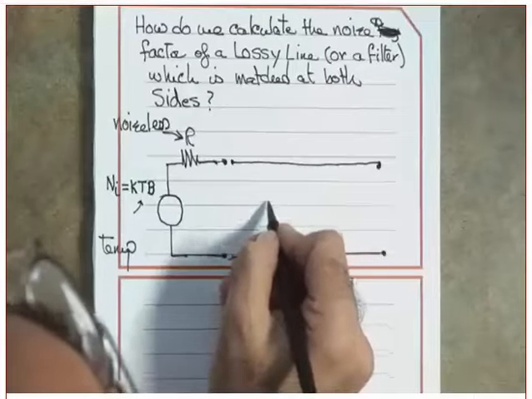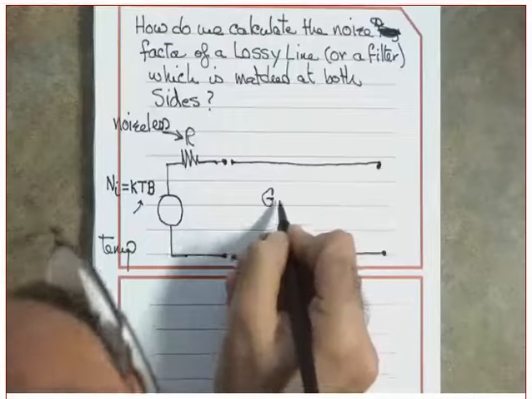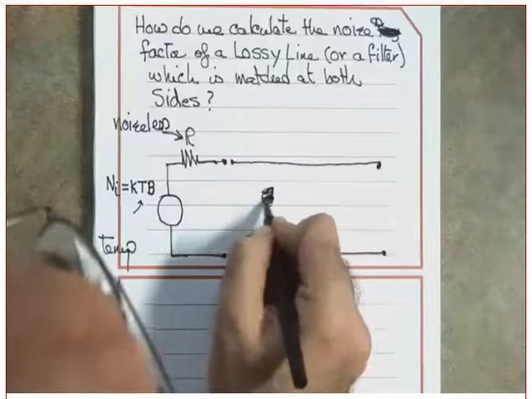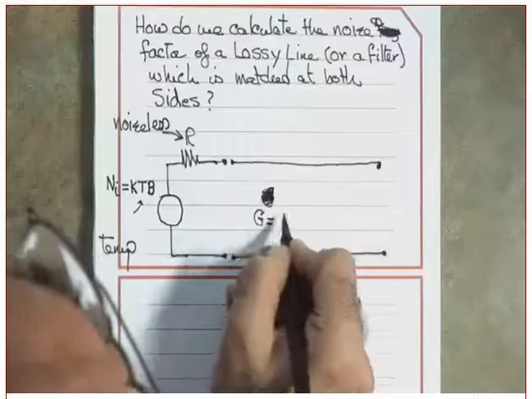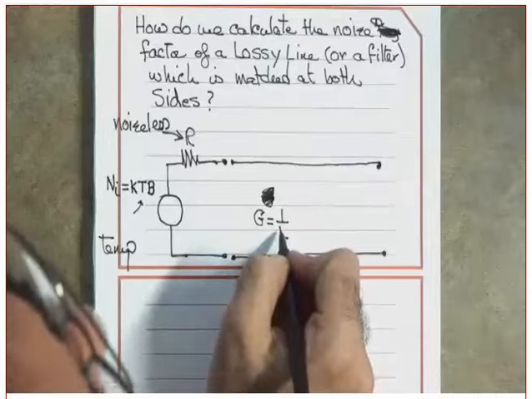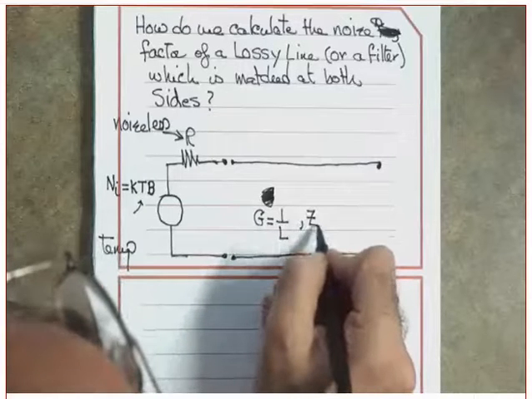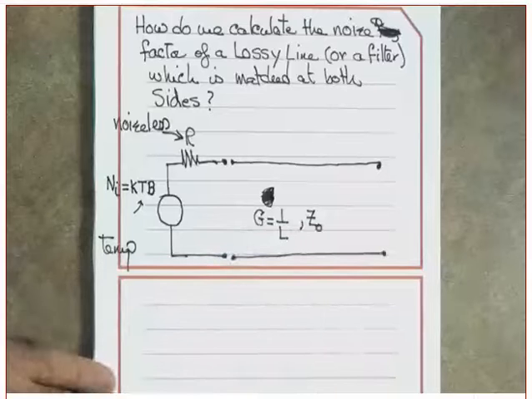What is the transmission line? It has a gain G, which we can write as G equal to 1 over L, where L is the loss. Are you following me on that? Now, and then what? Z naught.